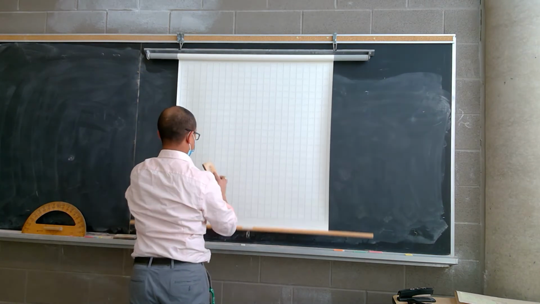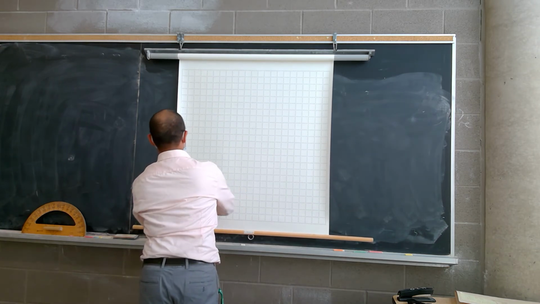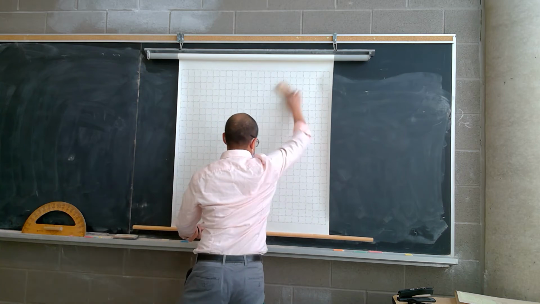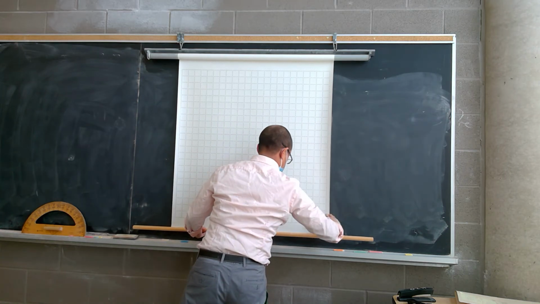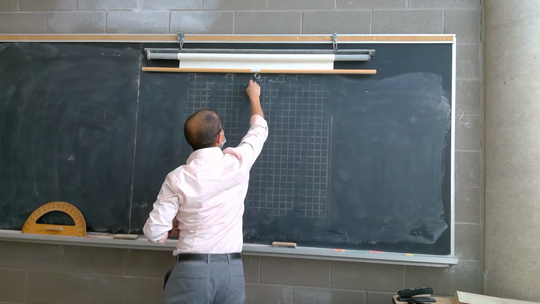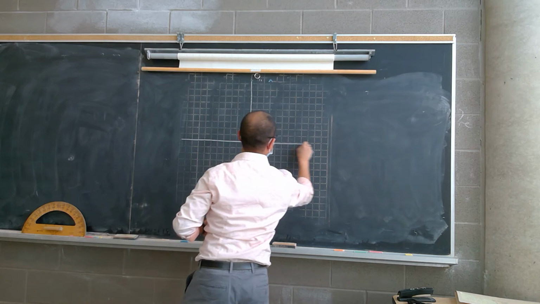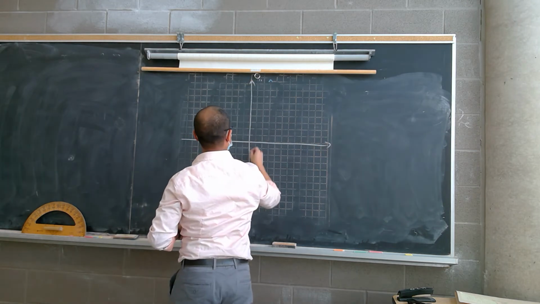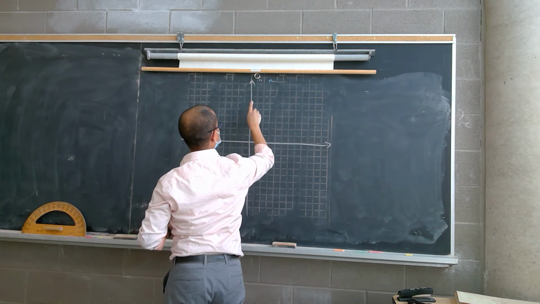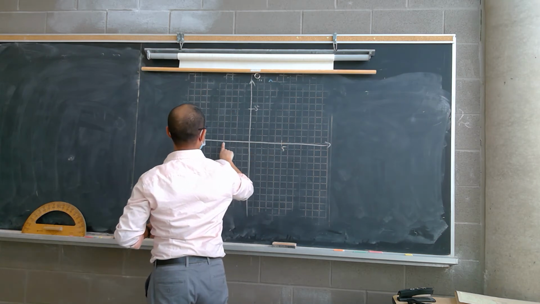Try again. Hopefully the class will have this done. I redraw this so it's a little bit cleaner. And that's why I think on graph paper it's easier. 1, 2, 3, 4, 5.